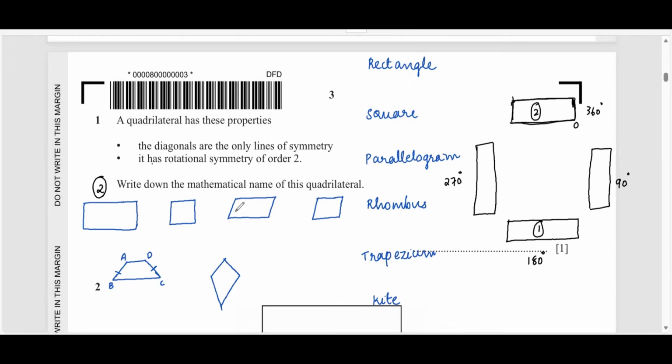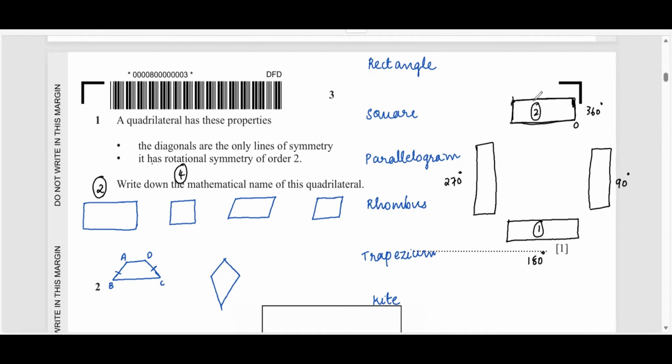Now for a square, if you rotate it 90, 180, 270 and 360, we will get the same shape 4 times. Therefore, we say that the rotational symmetry, or order of rotation, for a square will be 4.